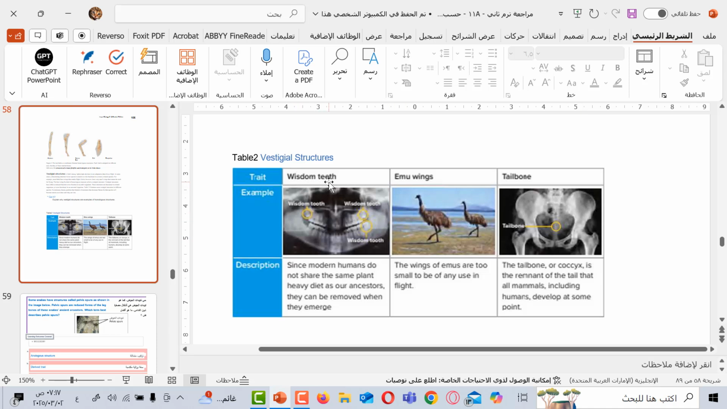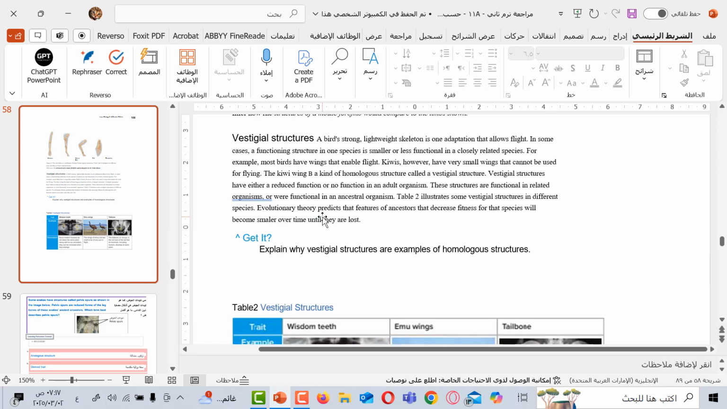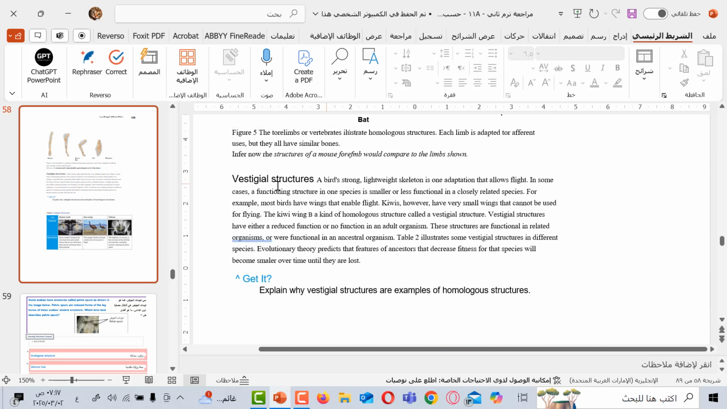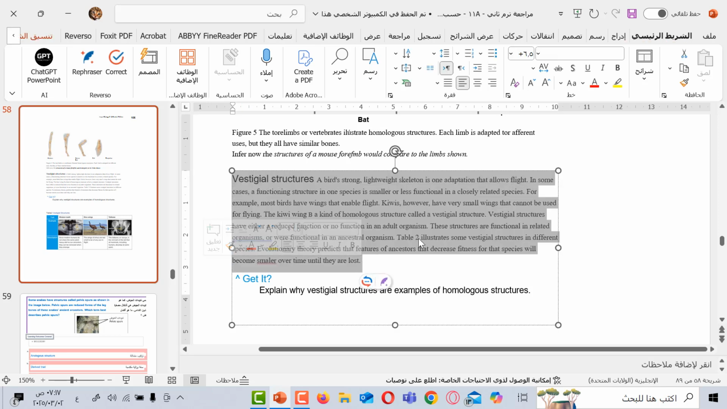Wisdom teeth in humans, wings in emu or kiwi, okay, and tailbones in humans. So you must study this table well, and if there is something mentioned here like that, from here you must study all of this as well.